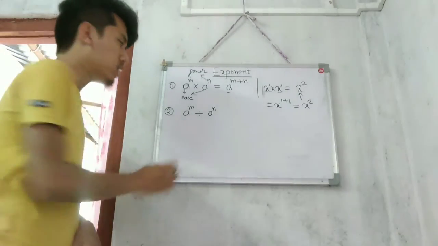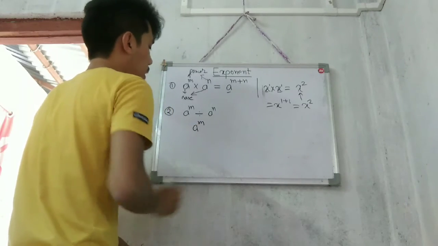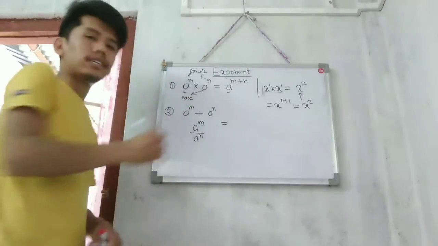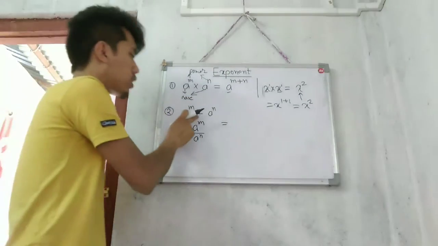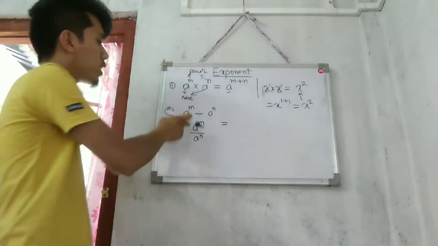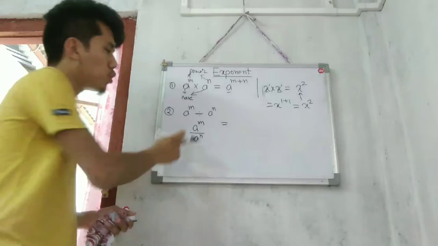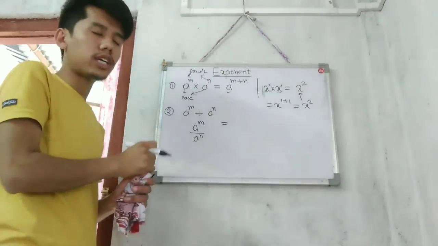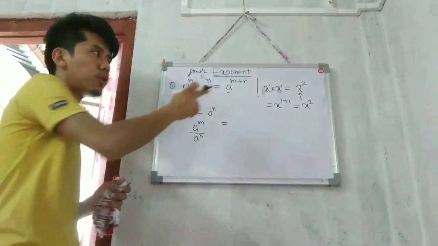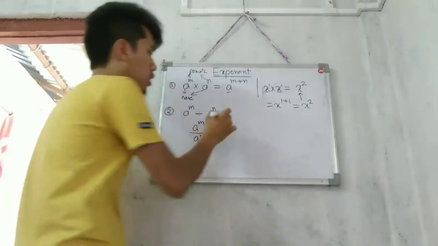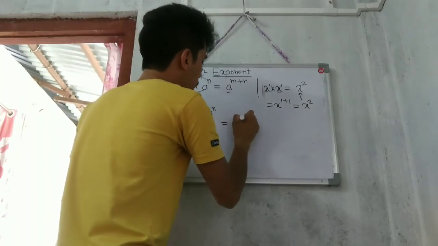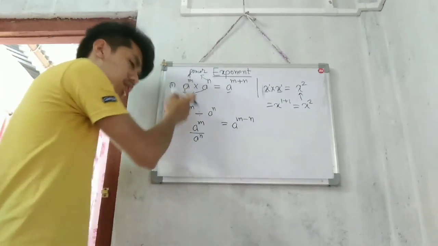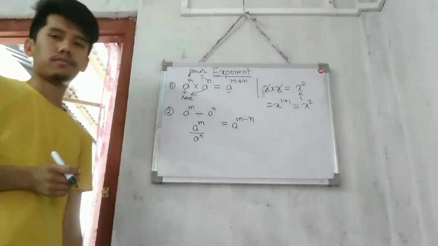Or we can express division this way also, a to the power m divided by a to the power n. See, division can be expressed by the sign of division or we can express it in fractions also. This also represents the division of the numbers. So in this case, just opposite of the case of multiplication, where we had to add powers, now we have to subtract powers. That means a to the power m minus n will be there if the same numbers are in division.